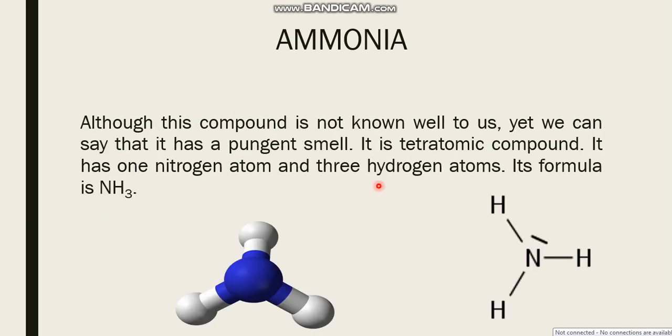Let's discuss ammonia. We do not know much about this compound, but we can know that it has a pungent smell. It is excreted out with excreta, and that's why we study this, as it is a very important compound and it has this type of structure. Note that ammonia has 4 atoms, 1 nitrogen and 3 hydrogen, means 1 plus 3, that is total 4. It has a pungent smell, and it is a tetraatomic compound. Tetraatomic means 4 atoms, and it has 1 nitrogen atom and 3 hydrogen atoms. Please note the formula of ammonia is NH3, N for 1 nitrogen and H3 for 3 hydrogen.